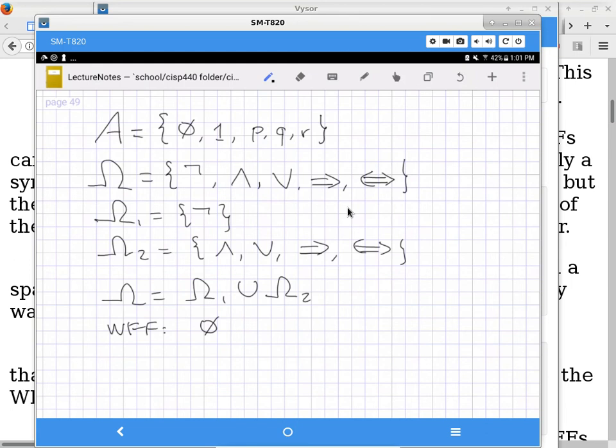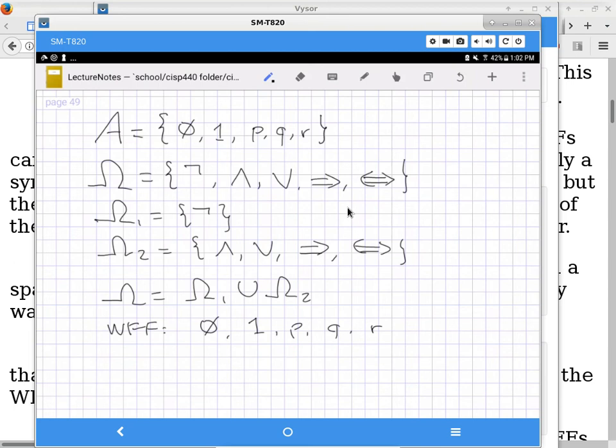It's an element of alpha, okay? So 0 is well-formed, 1 is well-formed, P is well-formed, Q is well-formed, and so on. All of these are known to be well-formed because they are elements of alpha. No questions asked. If you are in alpha, you are well-formed. So a single alpha is well-formed. Any element from alpha is a well-formed formula.